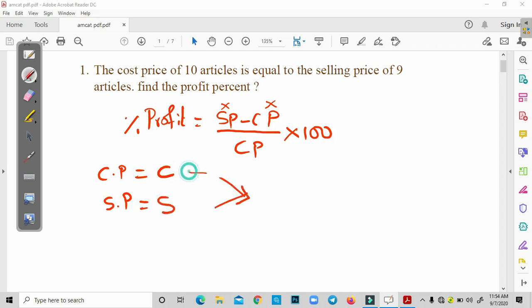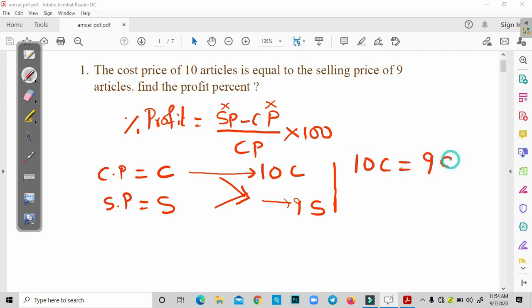Then the cost price of 10 articles will be equal to 10C and the selling price of 9 articles will be equal to 9S. Now see here, he is saying that the cost price of 10 articles equals the selling price of 9 articles. Then you have to find out whether it is a profit or loss. The simple way is to find the ratio of S to C, or you can simply find the value of S, which is 10 by 9 into C. Now see here, selling price is 10 by 9 of cost price.